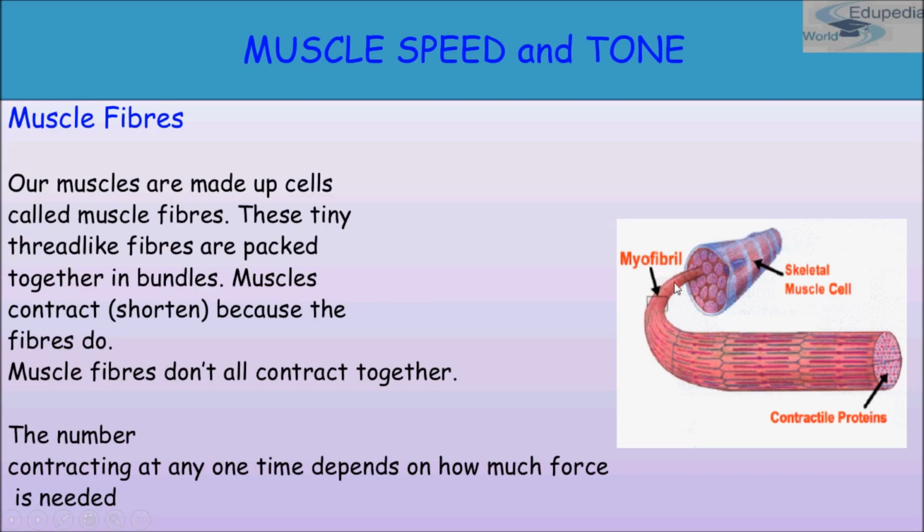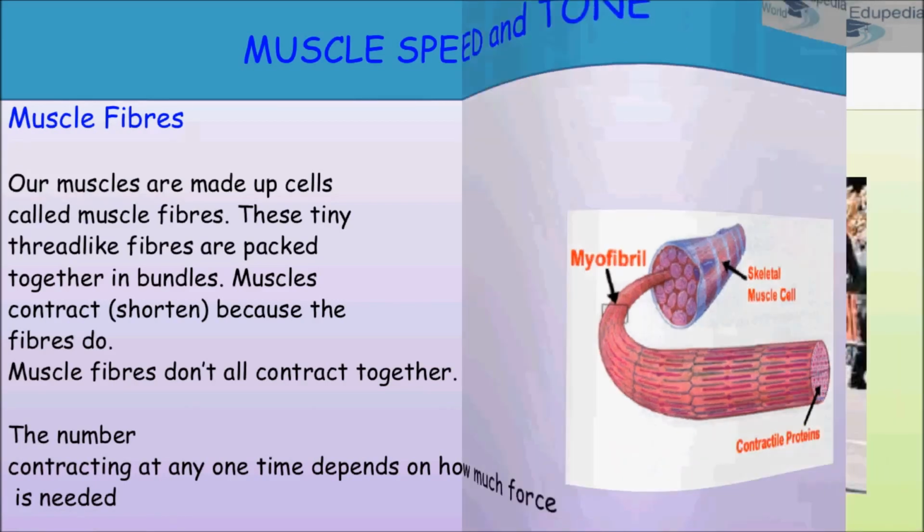These fibers contract, and because of this fiber contraction, your muscles move. This entire bundle of the skeletal muscle moves. Muscles contract because the fibers do. Muscle fibers don't all contract together, okay. Please note that. The number contracting at any one time depends on how much force is needed. Okay, that is directly proportional.